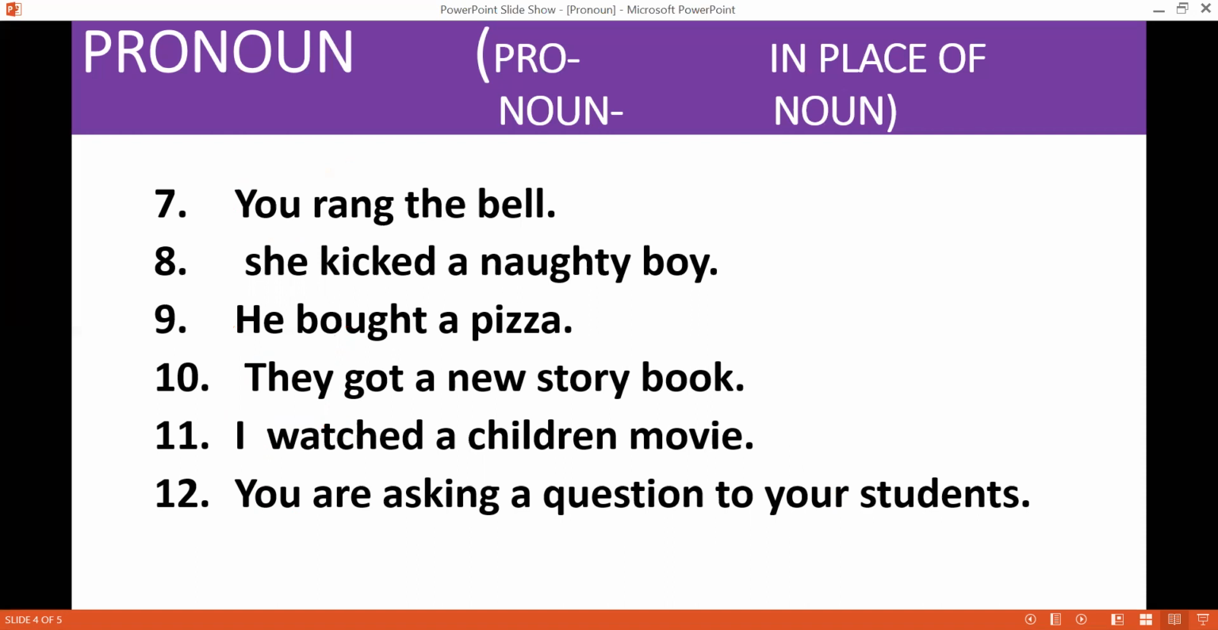Why do we use pronouns? Because if we use the naming word again and again in sentences, it will not be convenient, and for the beauty of the language, we have to use some word replacing the noun. So the words which replace the noun are called pronouns, or which are used in place of noun are called pronouns.